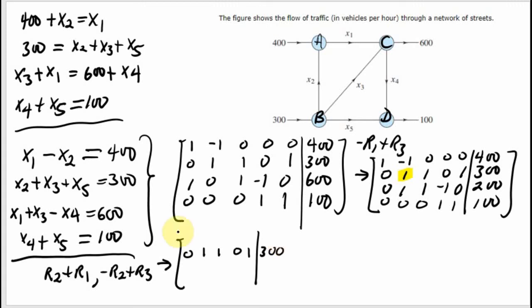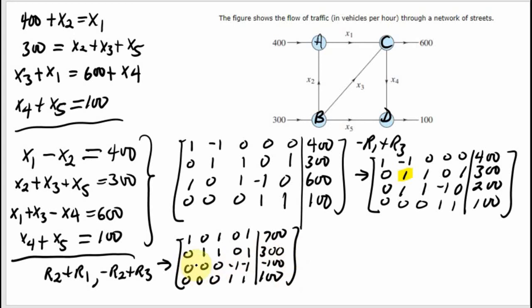And so that's row 2. See here, add row 2 to row 1. So this is 1, 0, 1, 0, 1, and that's 700. Negative row 2 plus row 3. So this is 0, 0, 0, negative 1, negative 1, and then this is negative 100. Just rewrite row 4.